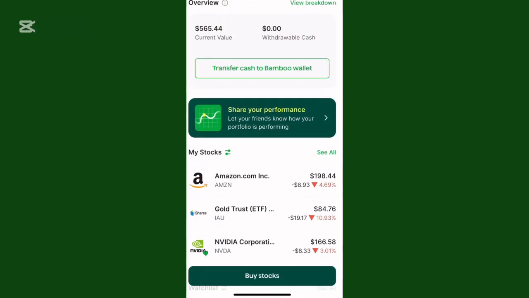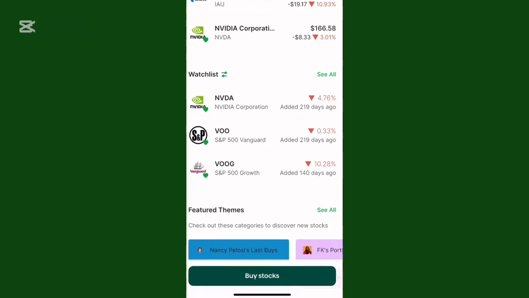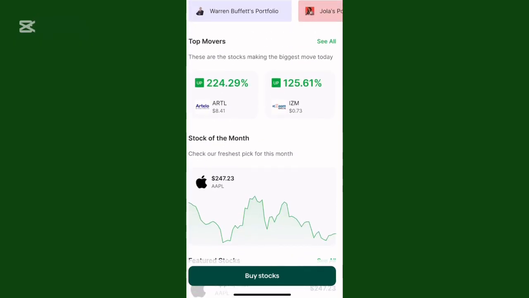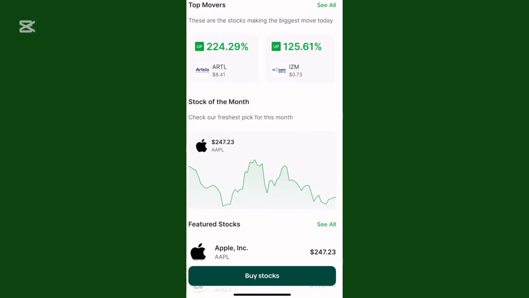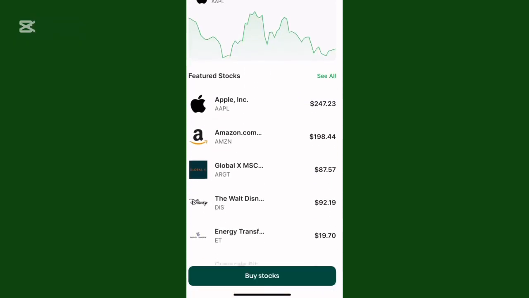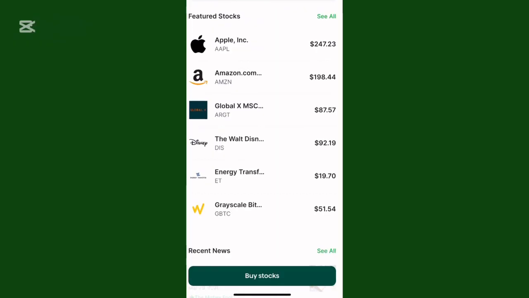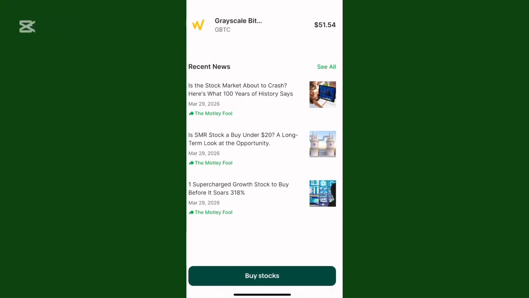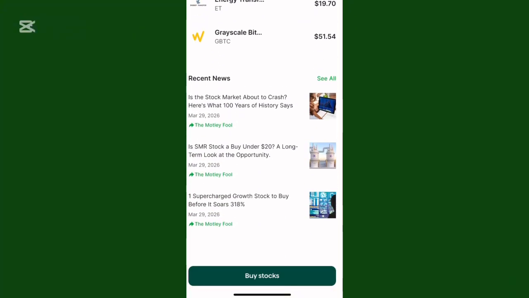Then there's not much different with the US stock markets. You have my stocks, you have watch lists, and the only thing you have in addition is that Bamboo has movers for the day, stocks that have appreciated a lot in a particular day. They add it, and their stock of the month. You can click it and see why it is their stock of the month. Also, you have feature stocks, you have recent news about each stock.